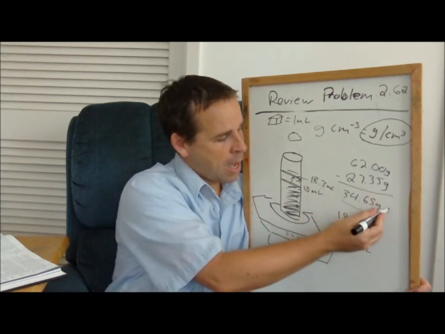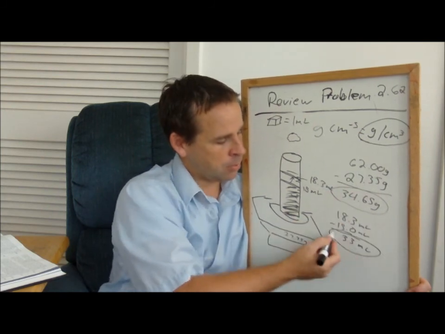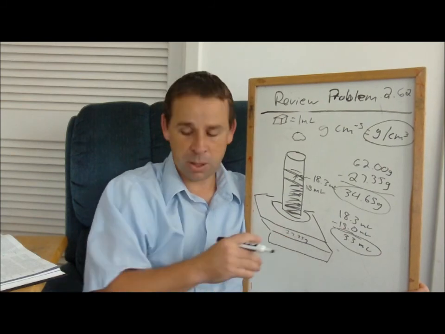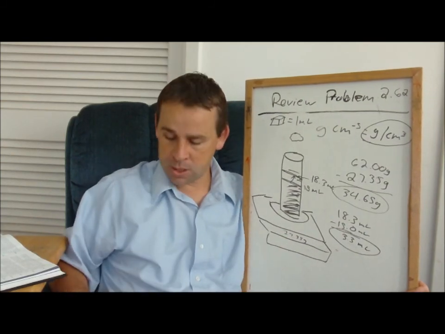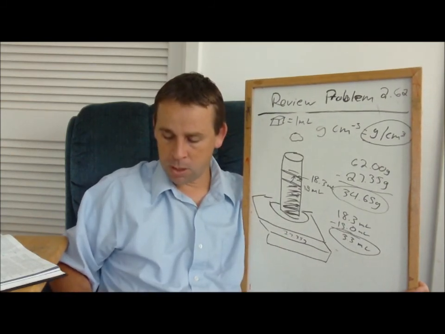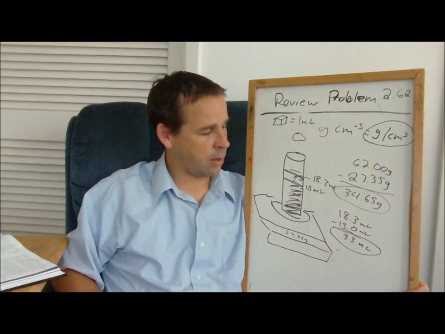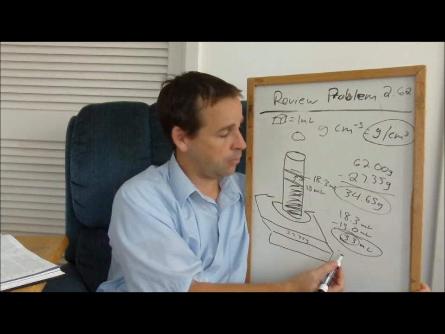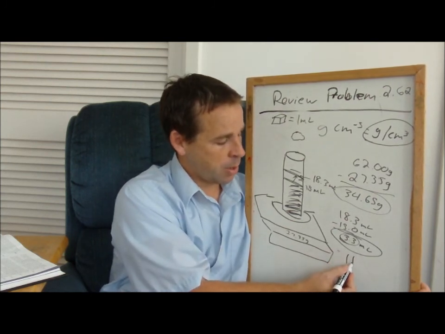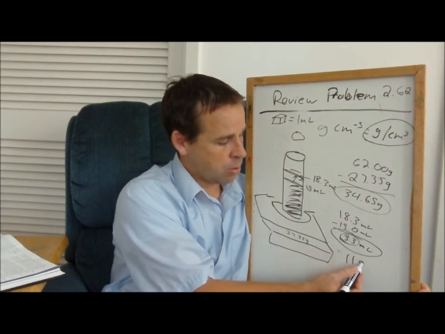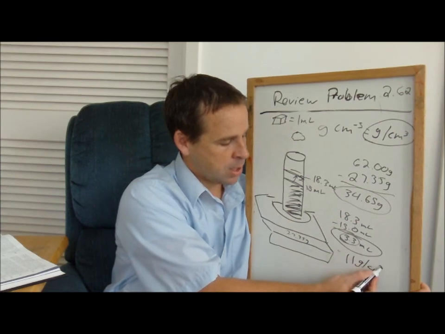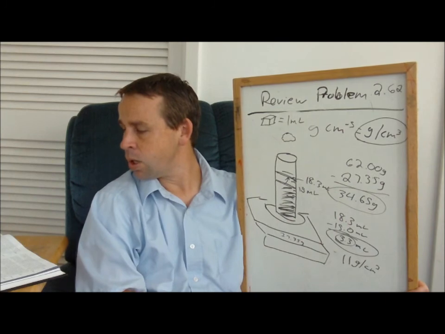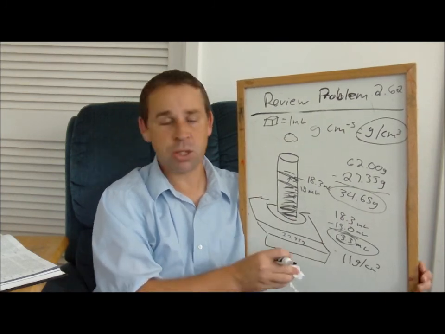So now we have our mass of the silver and our volume of the silver. That's 3.3 milliliters, the same as 3.3 cubic centimeters. So if we take 34.65 divided by 3.3, we get 10.5. But 3.3 has only two significant figures, so 10.5 has to be rounded up to 11, and that's grams per cubic centimeter. All right, that's 262. Last one, 264.